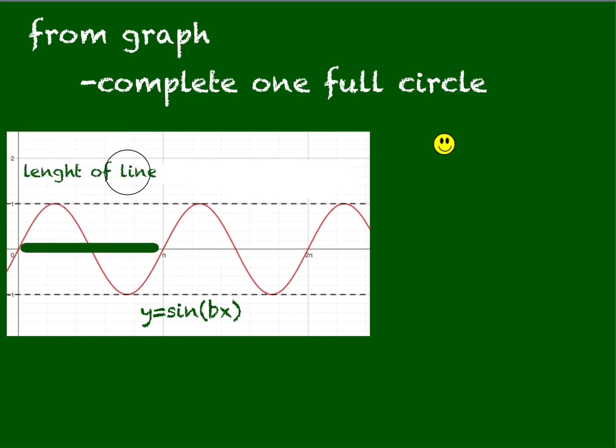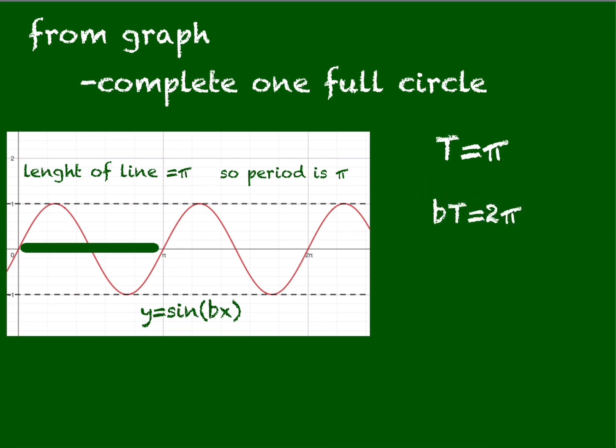Measure the length of one cycle. It is the period of the function. If we know the period of the function, we can easily calculate the value of B. B times t equals 2 pi. The rest of the calculation shows us that B equals 2.